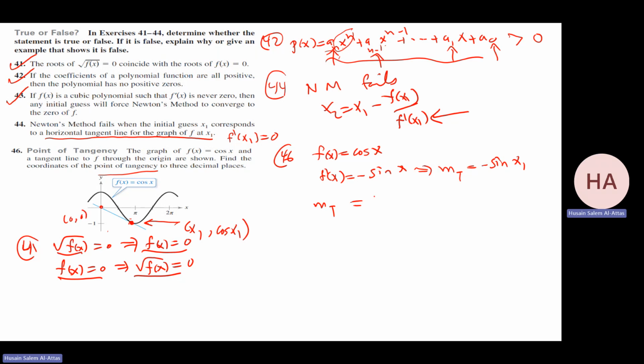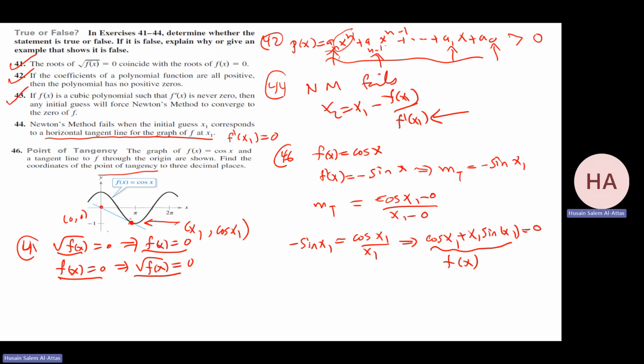M tangent will be what? Cosine x1 minus 0 over x1 minus 0. So I have minus sine x1 equal to cosine x1 over x1. In other words, I have cosine x1 plus x1 sine x1 equal to 0. So this is the function which I want to approximate to find the zero. I need to approximate the zeros of this function, call it g of x.